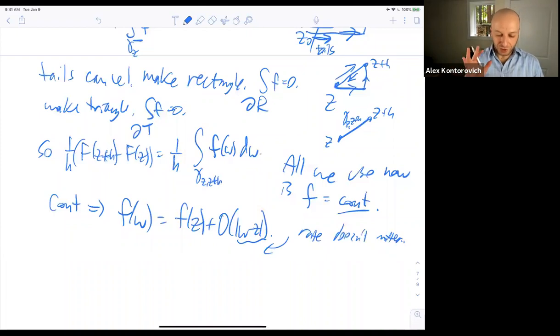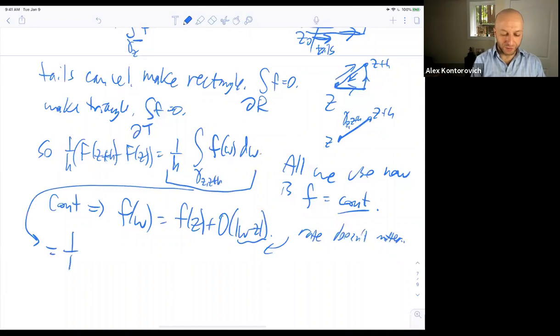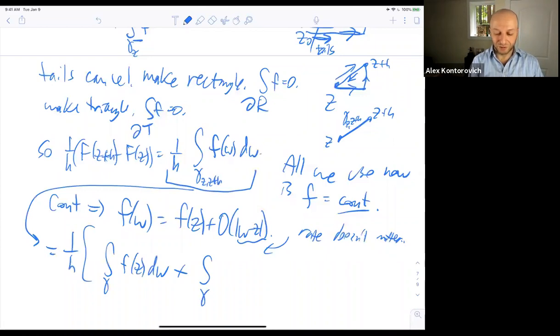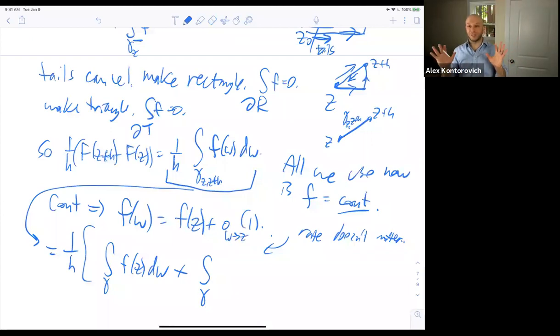All right. So let's go back over here. This is equal to 1 over h times this integral of f of z dw plus an integral of something smaller. Let's just call it little o of 1. That's what I should have done from the beginning. Instead of telling you the rate, it's just little o as w goes to z of 1. It's just something that goes to 0 as w goes to z. That's all I want. Okay? Little o as w goes to z of 1 dw.